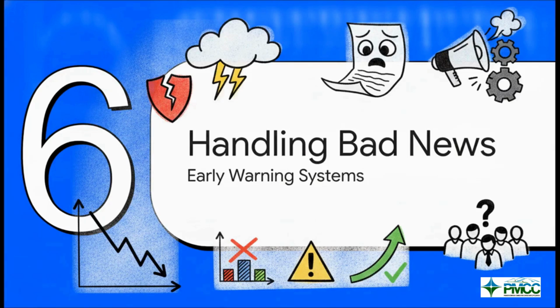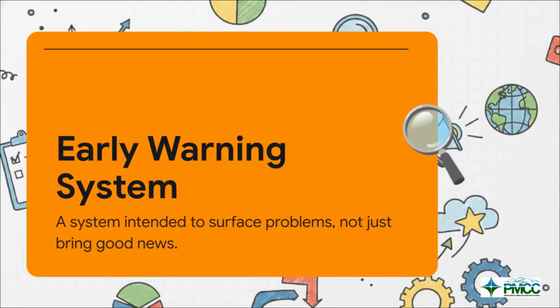And finally, Section 6, Handling Bad Performance News. First off, we really need to reframe how we look at bad news. A strong M&E system is not a PR machine meant to only churn out happy stories. It is, by its very definition, an early warning system. It is explicitly built to surface problems, delays, and failures early on. The whole point is so managers can take corrective action before a minor hiccup turns into a massive programmatic disaster.